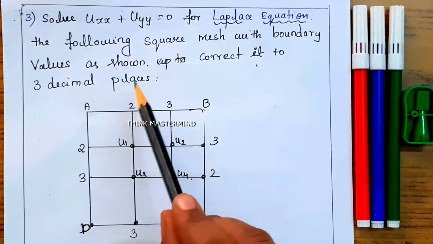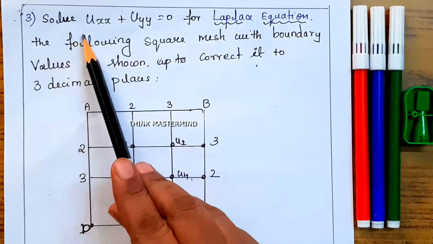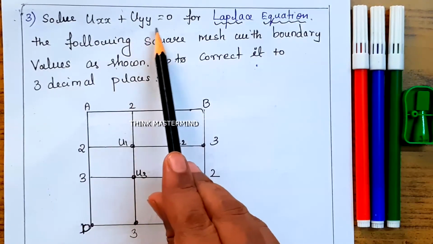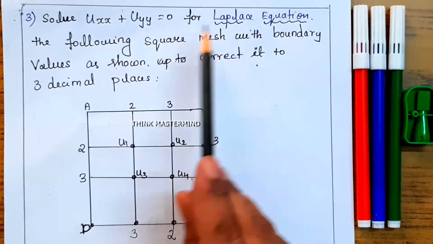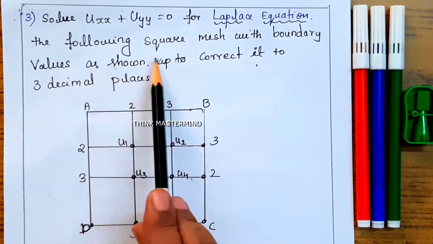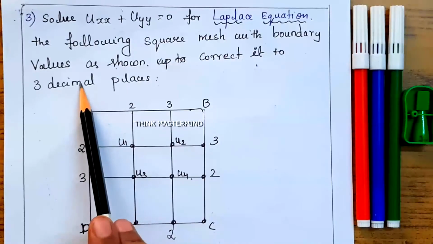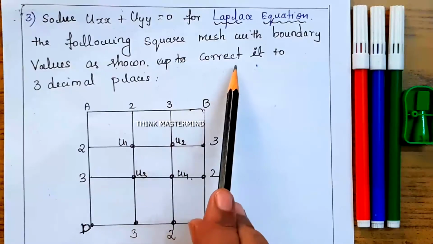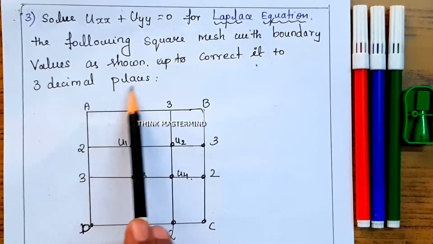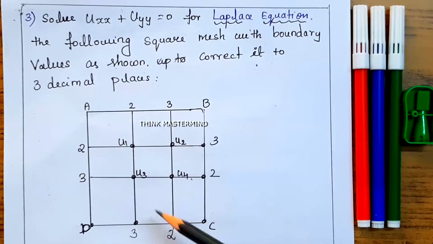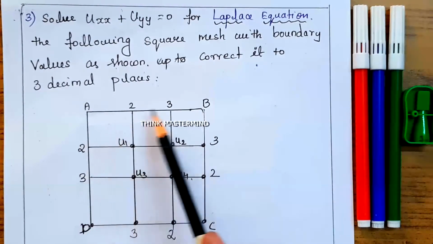Consider one more example in Laplace equation. Solve uxx plus uyy is equal to 0 for Laplace equation. The following square mesh with boundary values are shown and correct it to 3 decimal places. So the square mesh is given, boundary values are all given.